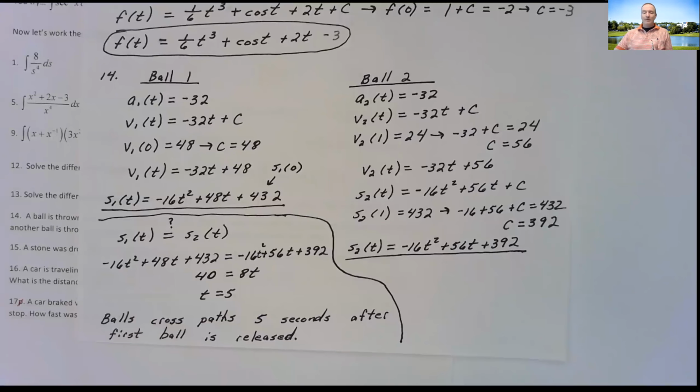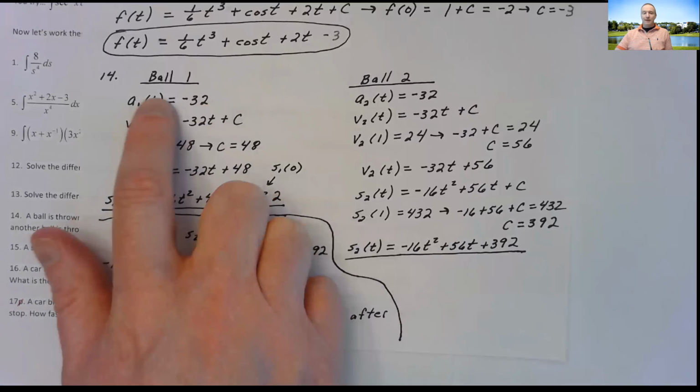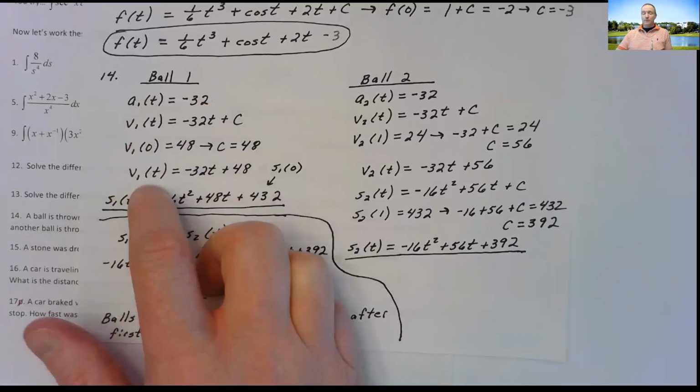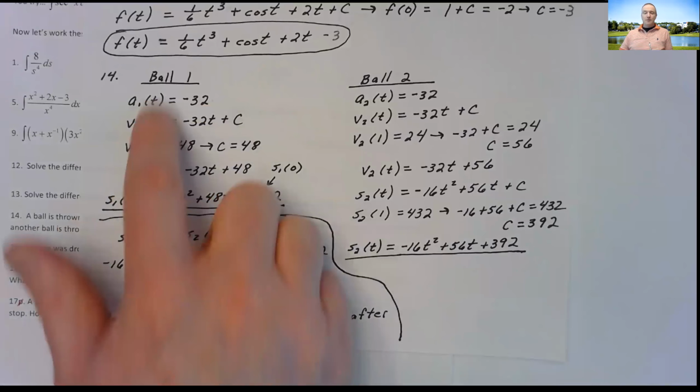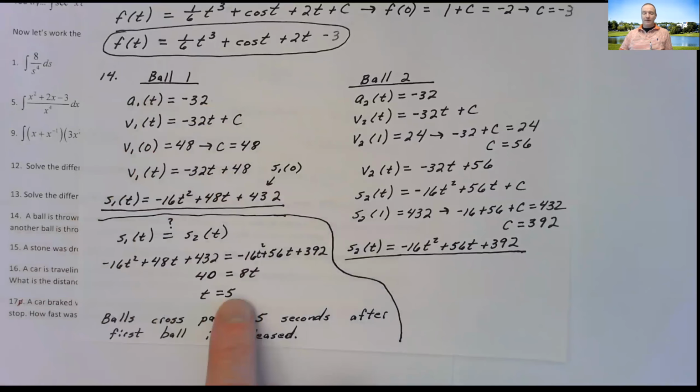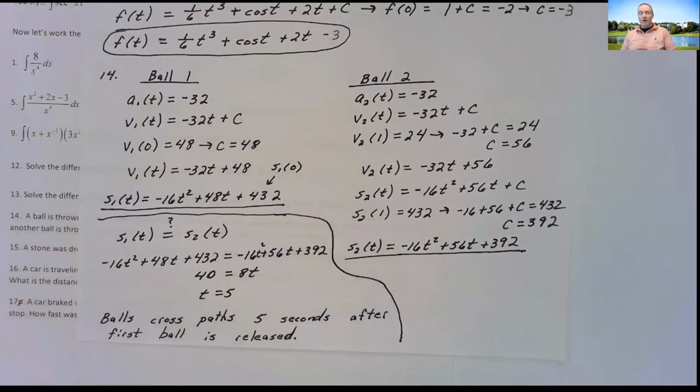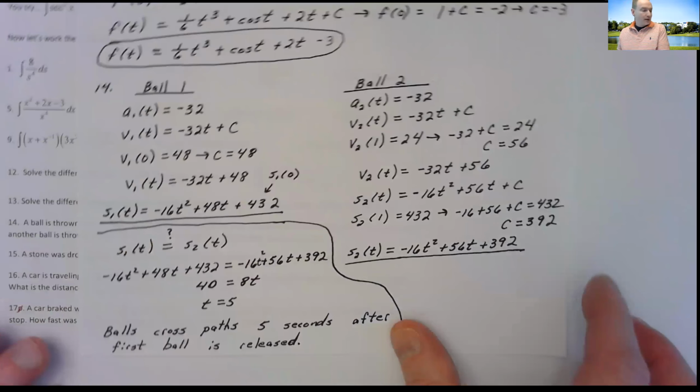Now, time in this problem, I'm measuring it as the time after the first ball has been released. So when I get t equals 5, that's telling me that the balls are going to cross paths, or be at the exact same height, 5 seconds after the first ball is released, or you could say 4 seconds after the second ball is released. Okay, now that's a pretty cool problem.